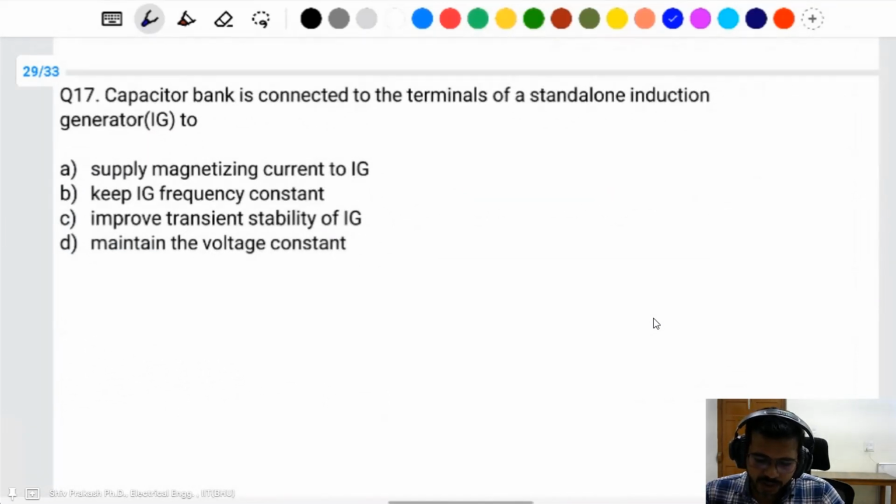Okay, next question: a capacitor bank is connected to the terminals of a standalone induction generator. Why? Supplying the magnetizing current to the induction generator, keeping the induction generator frequency constant, improving the transient stability of the induction generator, or maintaining the voltage constant.